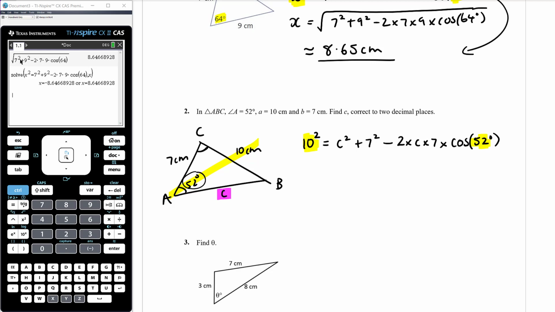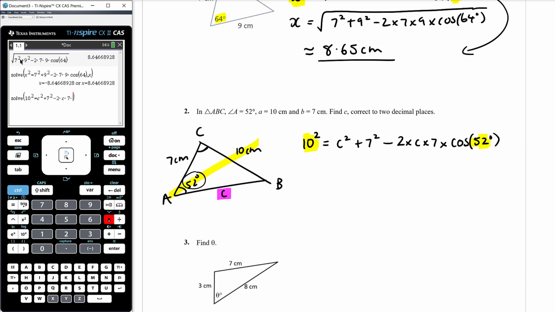So setting up your cosine rule, then we're going to need to solve for c. Now we can't solve this by hand, you've got c in two different places, we'll just get our CAS to solve it right from the outset. So menu 3.1 for solving, 10 squared equals c squared plus 7 squared minus 2 times c times 7.